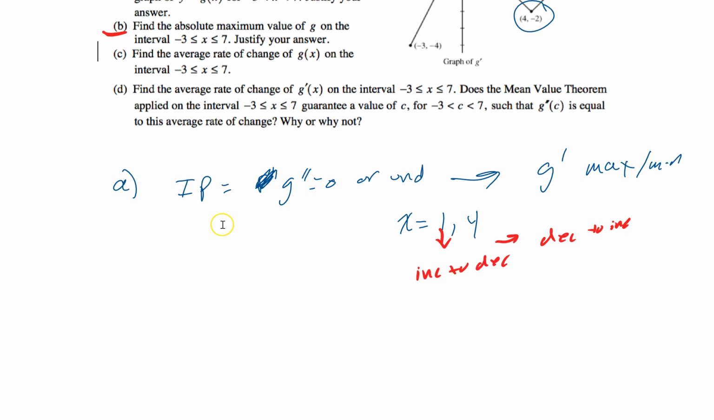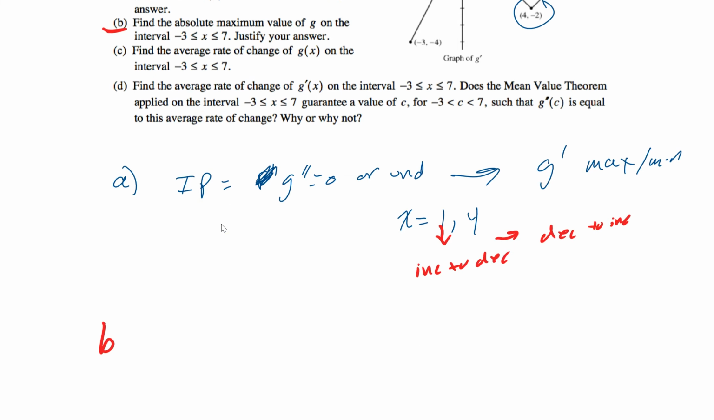B, find the absolute min value. So it's not starting off slow, are they? So for the absolute min, we need critical points plus endpoints. Endpoints, they gave us negative 3 and 7. Critical points is when the derivative equals 0.